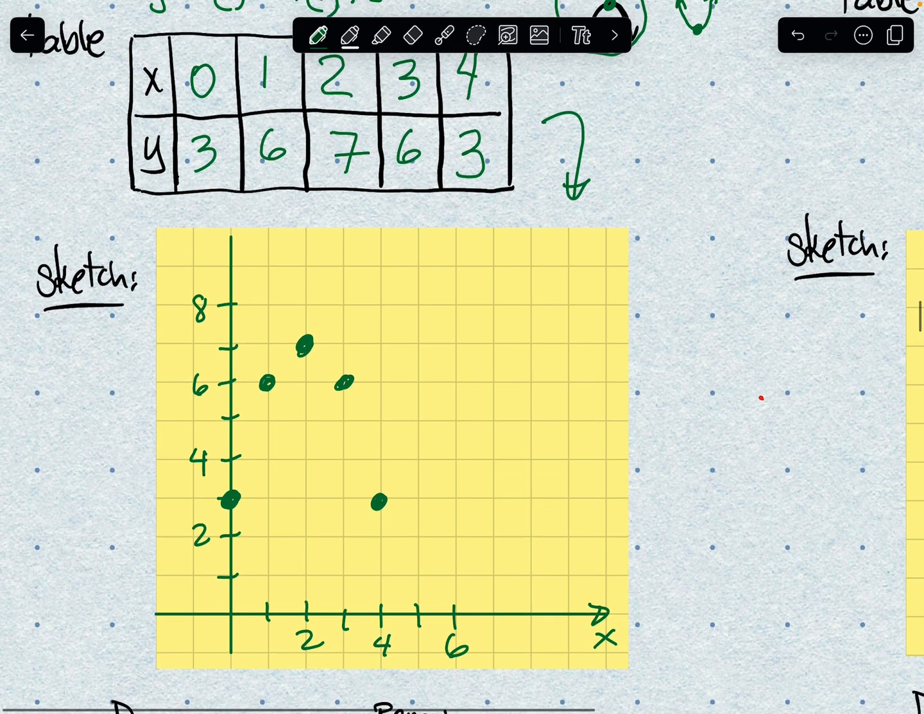This isn't a dot-to-dot game. This is a curve, remember? So you don't want to go like this. Instead, try to make it one nice, smooth curve. All right.